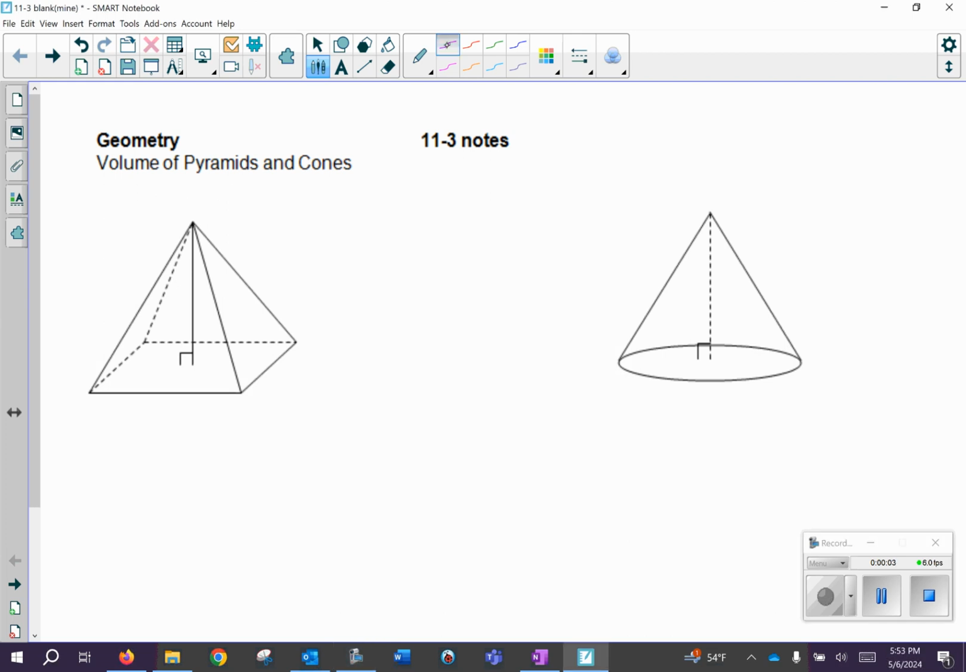All right, moving on to volume and surface area of pyramids and cones. These are the last shapes we're doing. We're going to divide volume and surface area up into two different sections. So this is just volume.